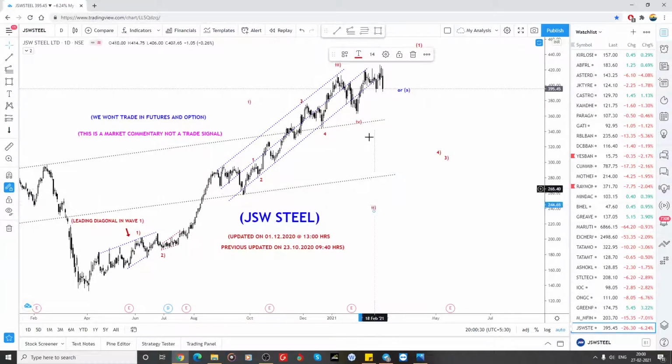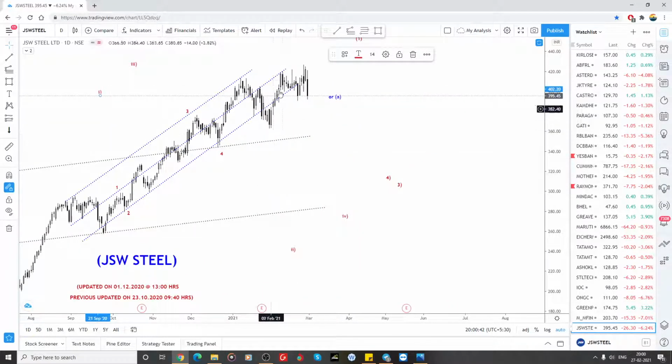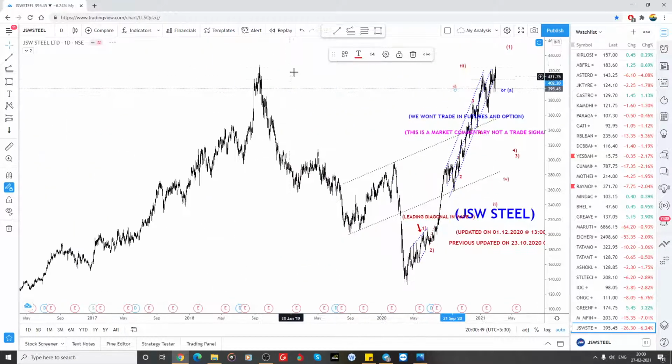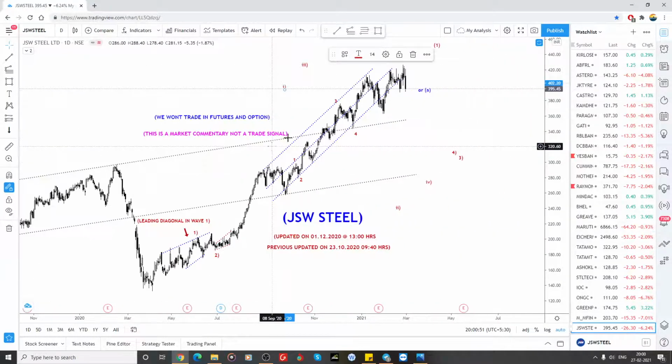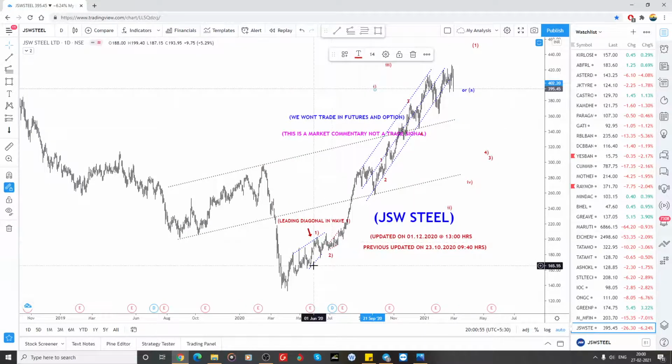Remove this. If it is a diagonal wave pattern like that, A, B, C is a 1, A, B, C is a 2, A, B, C is the third, and A, B, C is a 4. So whether A is completed, so we are in the B wave, one more wave to the upper side toward 440 to break the previous high. Or it has already completed. In that case, this could be A.